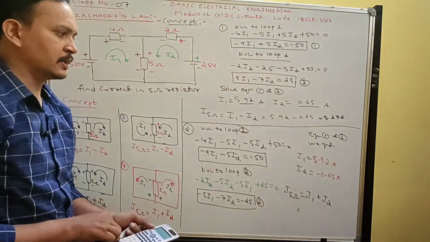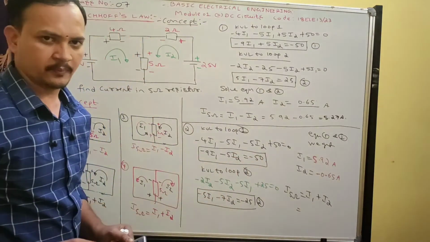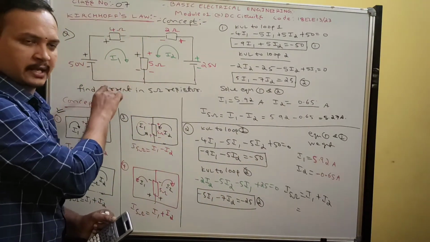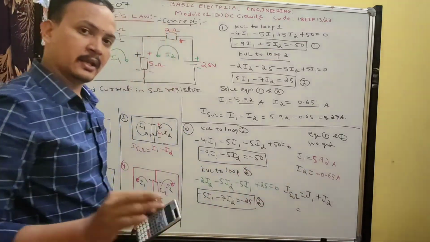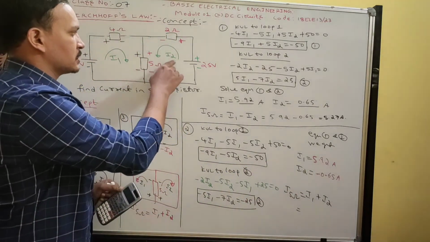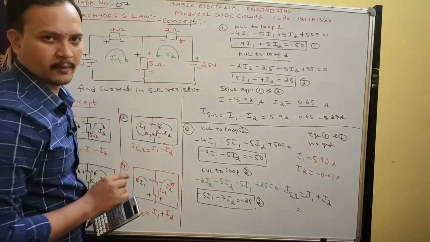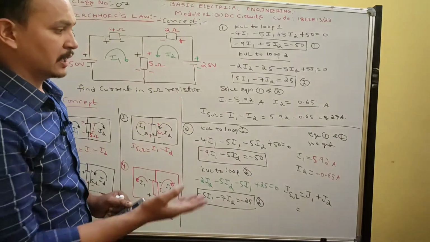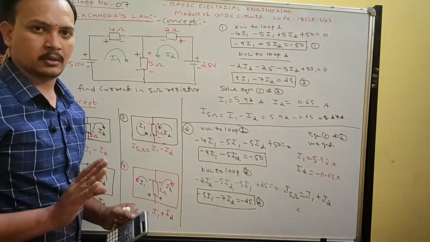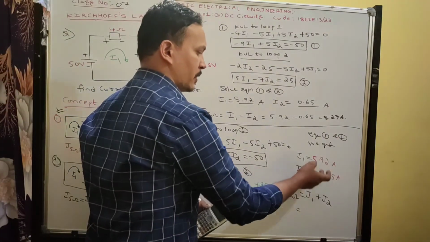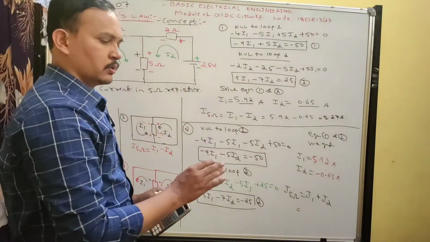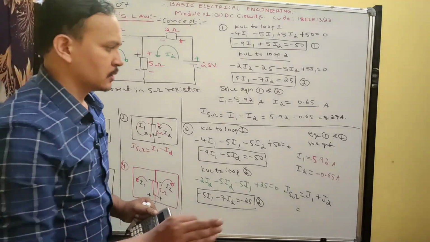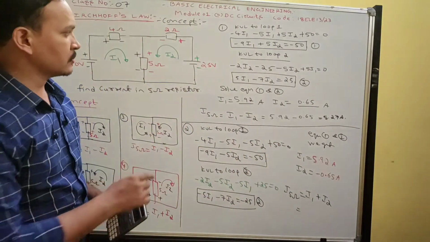See what this indicates? We got the I1 value positive. That indicates the I1 current's assumed direction in loop 1 is correct. But for I2 we are getting a negative value. That indicates this assumed direction is wrong. If you change the direction, you will get a positive value. But again, you need not change it and redo it. Don't do that. Minus 0.65 is correct. Practically, current value should always be positive, you won't get negative values. But minus indicates your assumed direction is wrong.